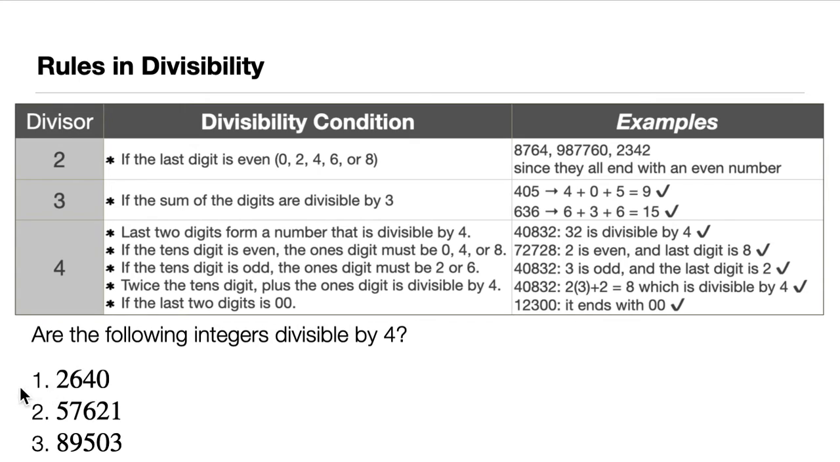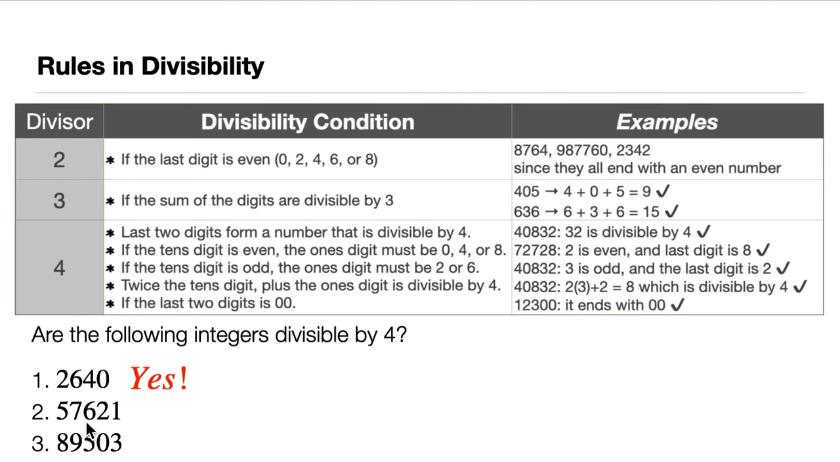So what rule would you like to use in number 1? Actually, we can apply any rules here, but the simplest is the first. Just look at the last two numbers. If they're divisible by 4, then the number is too. Is 40 divisible by 4? Yes, indeed. It's 4 times 10. So it's divisible by 4. Or 40 divided by 10 is 4.